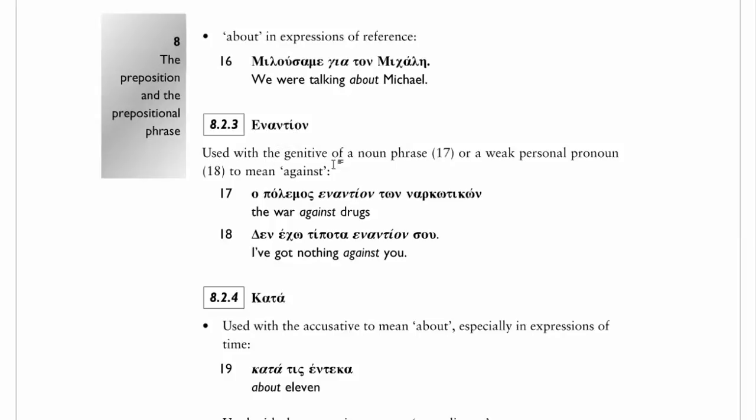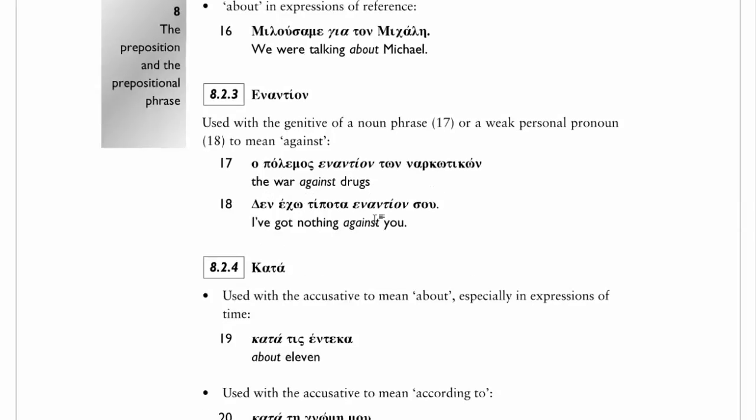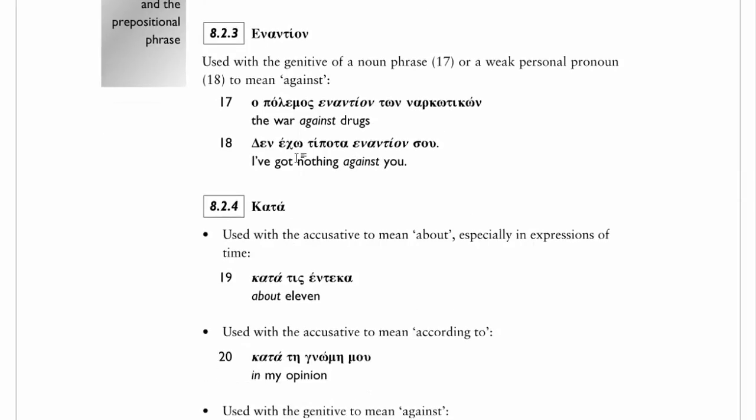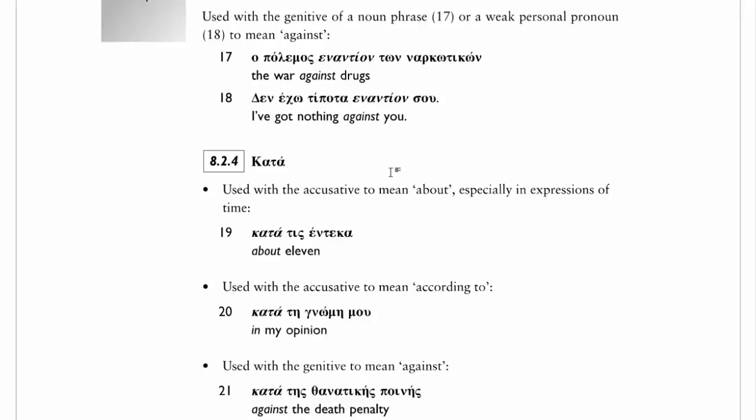Εναντίον. Remember ντ. Εναντίον. Used with the genitive, possessive or noun modifying noun of a noun phrase, a phrase that starts with a noun, or a weak personal pronoun to mean against. Ο πόλεμος εναντίον των ναρκωτικών, the war against drugs. Then, δεν έχω τίποτα εναντίον σου, I've got nothing against you.